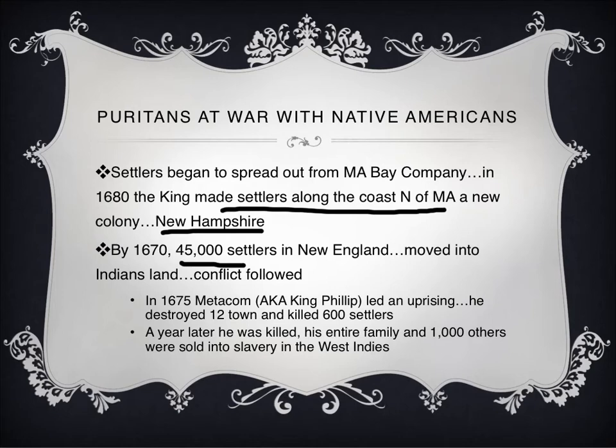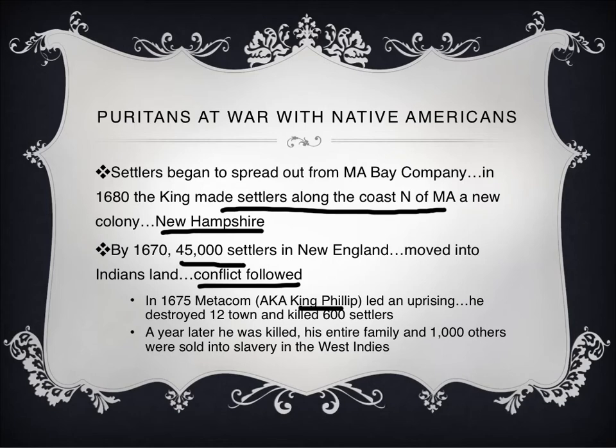Well, the English are not. So, as you might well imagine, conflict follows. In 1675, a Native American named Metacom, whom the English call King Philip, led an uprising. This is going to be known as King Philip's War.